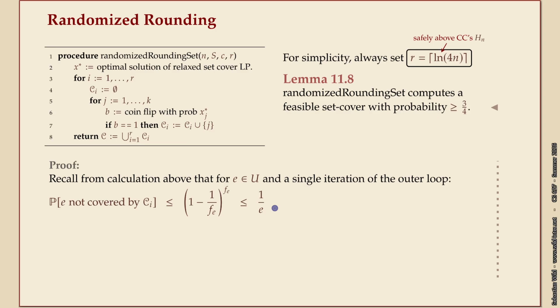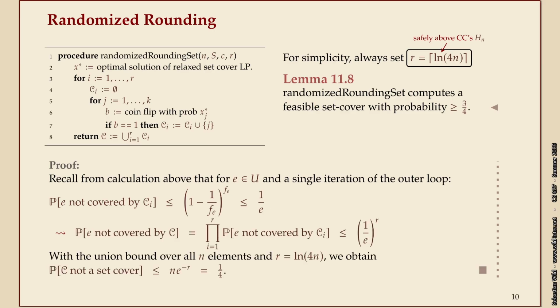To get a bound that none of the elements is not covered, we take the union bound over all of those elements. So the probability, this was for one iteration. If we keep repeating this r times, then we get the rth power of this, that it's not covered in all of the repetitions. So this goes down a lot with r. And the union bound then is that the result is not a set cover, it's just the factor n times this. So if you set r to natural log of 4n, this works out to exactly 1/4. Okay.